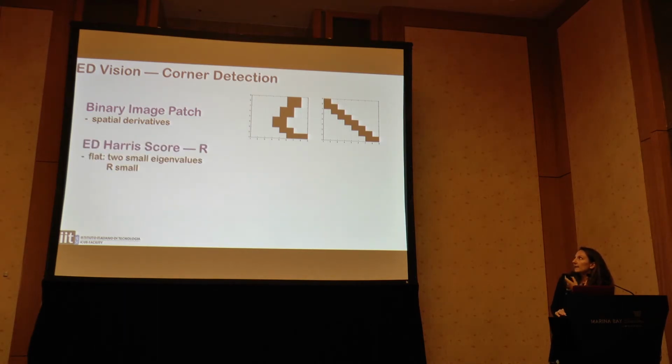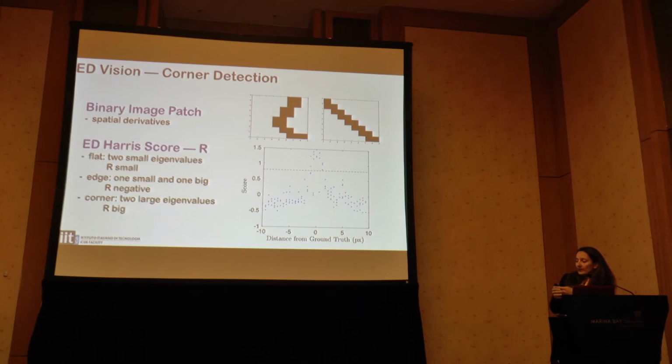So the area score, here I'm going quickly. Basically, here is the position of the corner from the ground truth. If you have a corner, the Harris score is high. If you have an edge, the Harris score is negative. And if you don't have a corner, so if you are far from your corner position, the Harris score is low. So you can easily put a threshold here and say, okay, these events belong to a corner, and you can tag them and then use them for later computation. And these ones are just events that belong to an edge or noise or whatever.